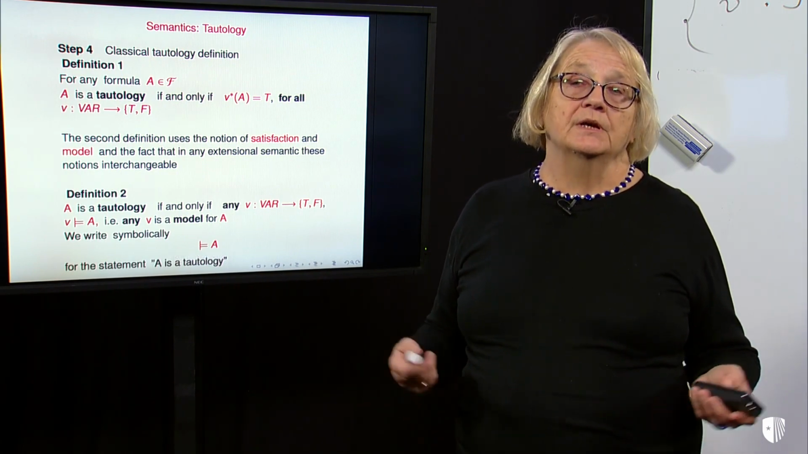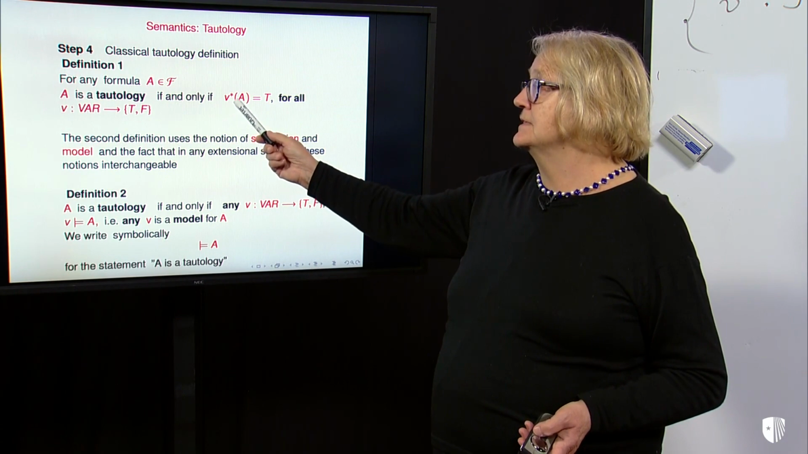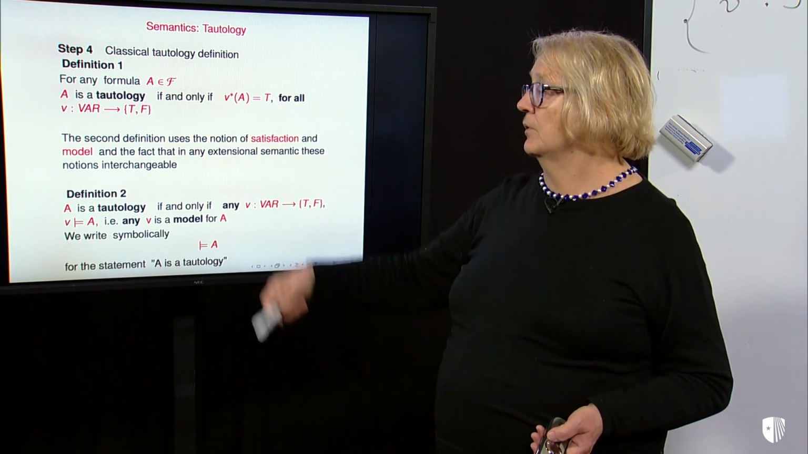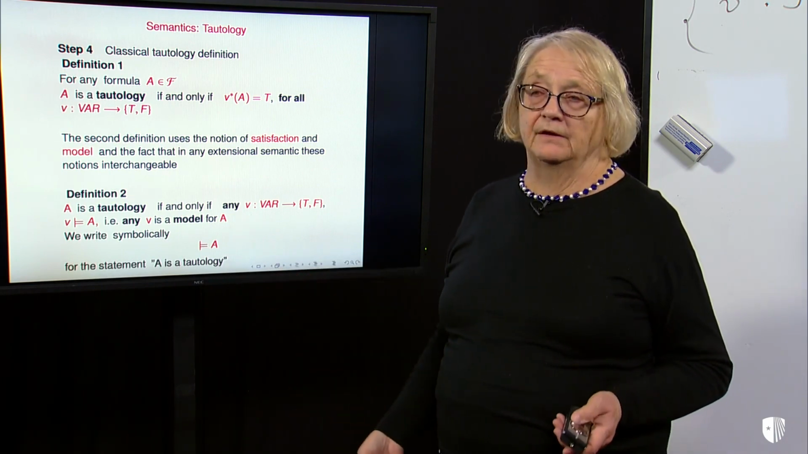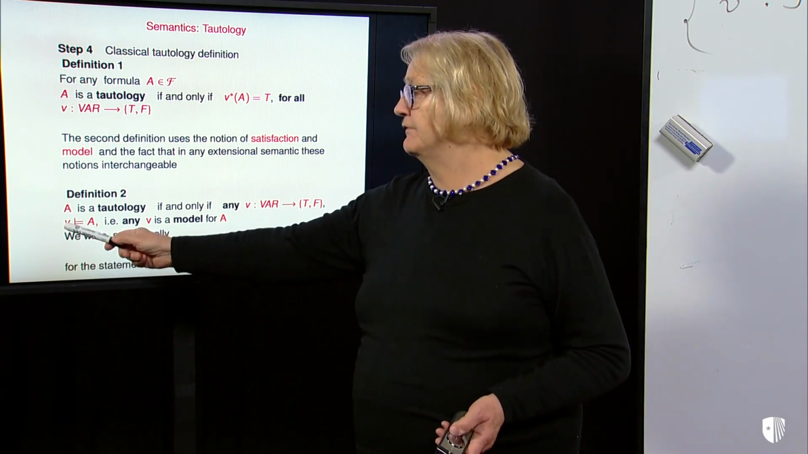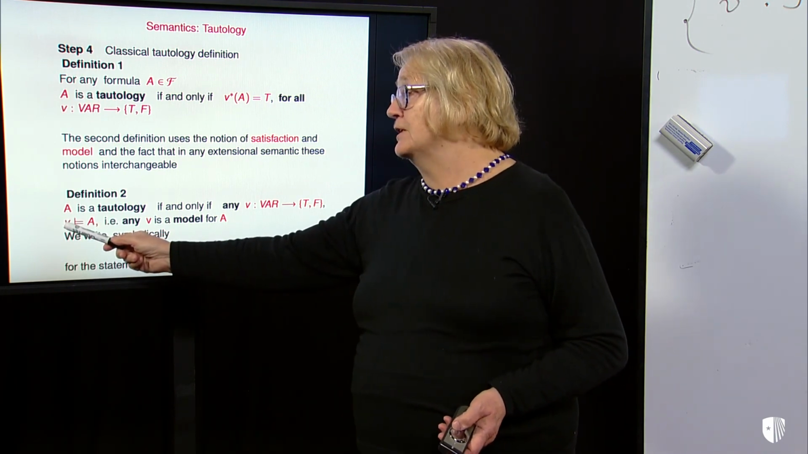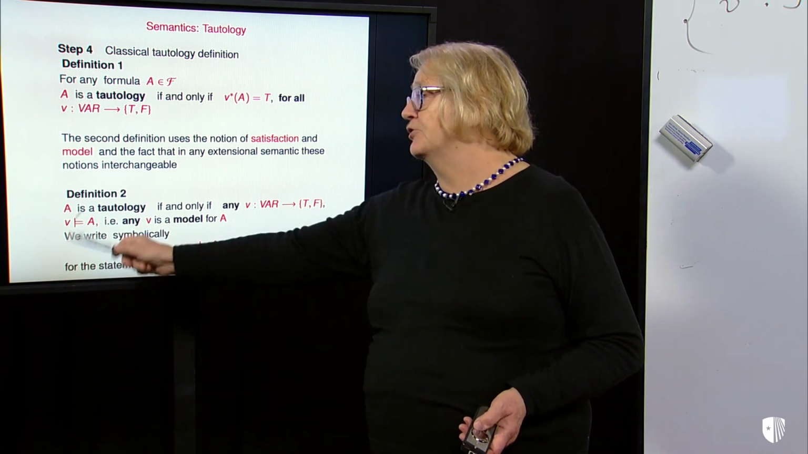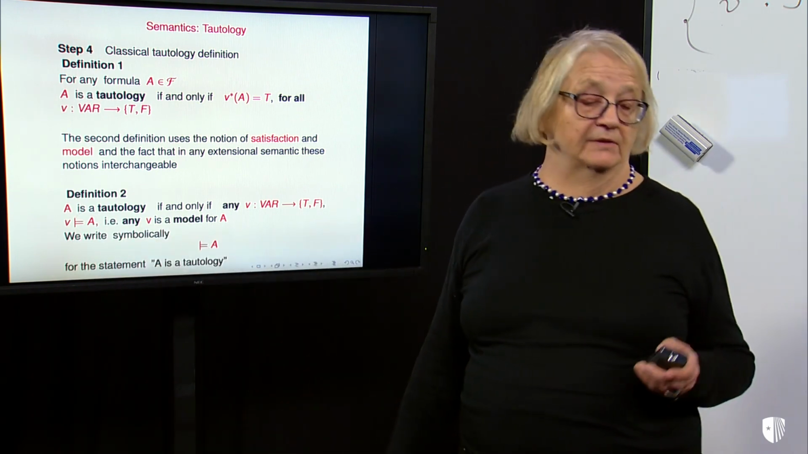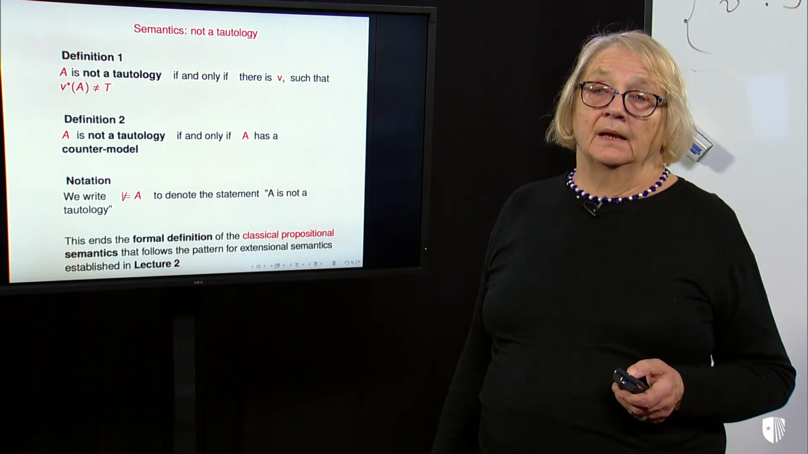And tautology means that V star A is T for all V, or you can say that all V's are models of A, for all V, V is a model of A. So because V satisfies A for all models, you can drop the V, and that's why you get that symbol for tautology.